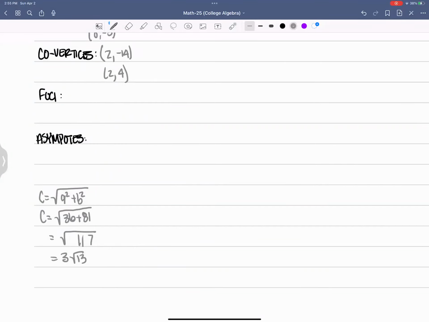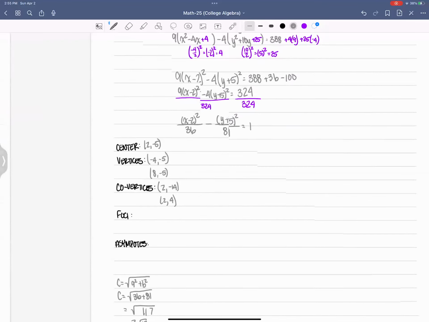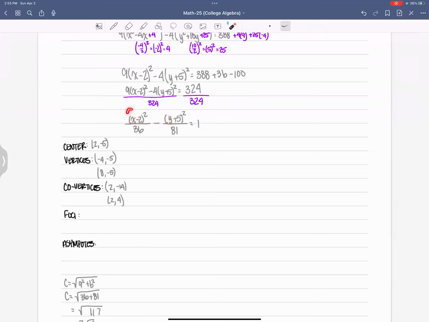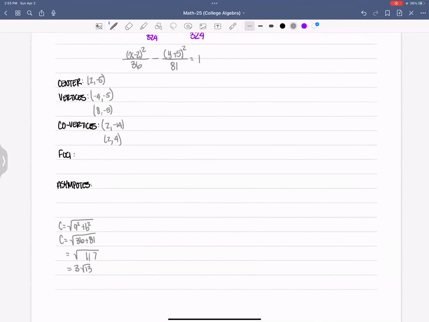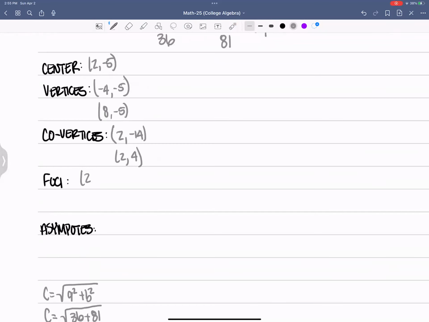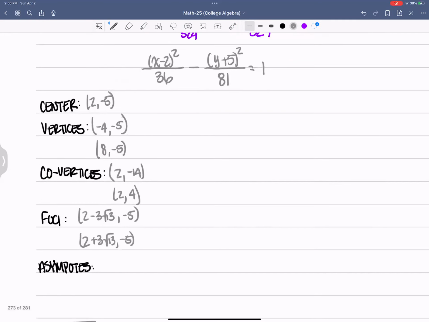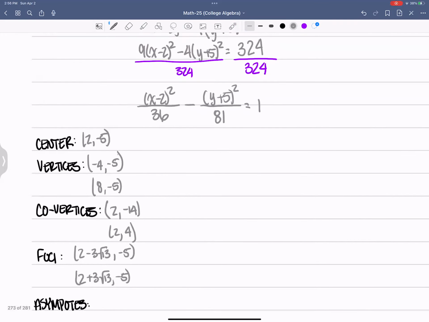So 3 root 13. So foci from the center in the X, not Y direction. So off of the X axis, we're adding and subtracting 3 root 13. So from the center, we have 2, and we're subtracting it. So 2 minus 3 root 13, comma negative 5, and 2 plus 3 root 13, comma negative 5. All right, so we have that.